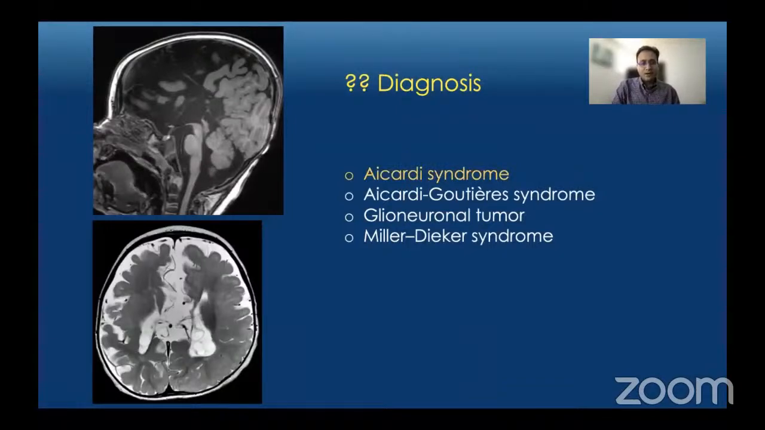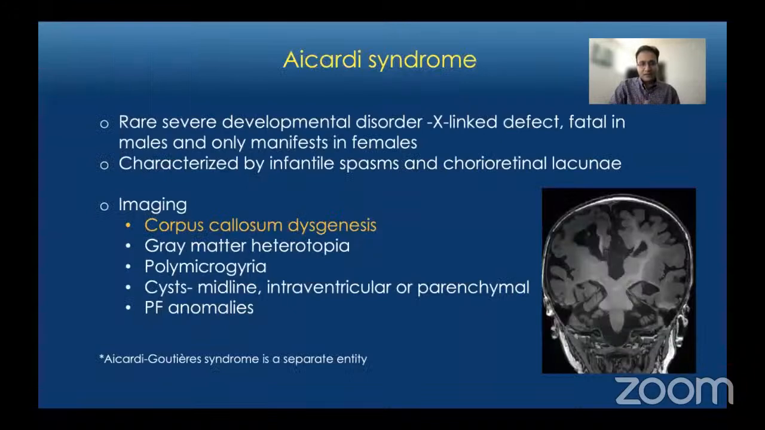Aicardi syndrome is one of the syndromes associated with corpus callosal dysgenesis, and it has the associated findings, as we saw, including gray matter heterotopia, polymicrogyria, cysts, and sometimes posterior fossa anomalies as well. It is a rare developmental disorder caused by an X-linked defect, so it is fatal in males and only manifests in females. Clinically, it is characterized by infantile spasms, and on fundoscopic exam, you may see chorioretinal lacunae.